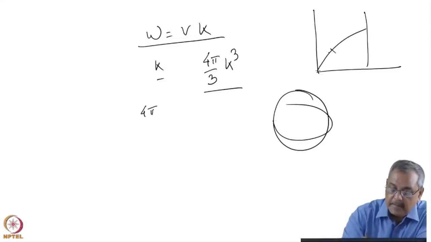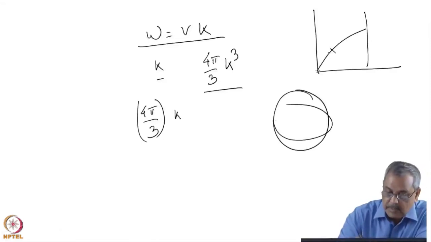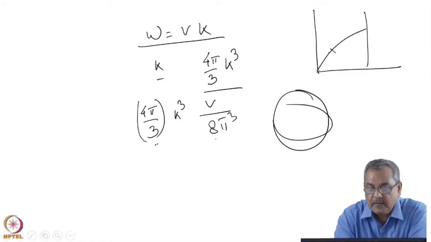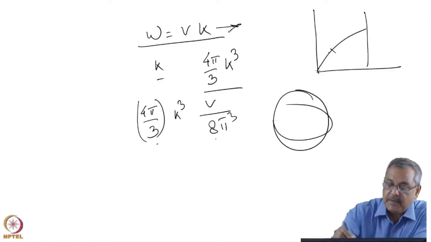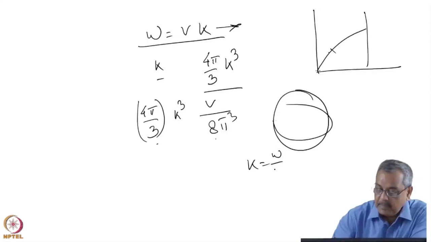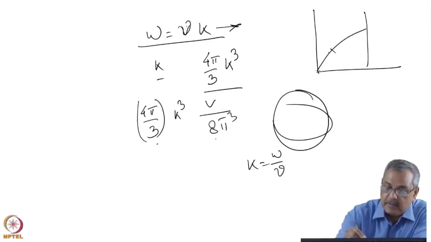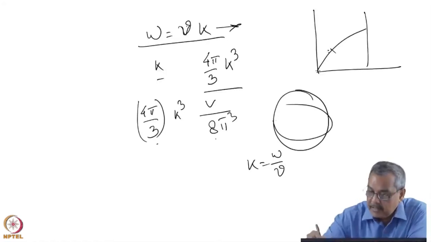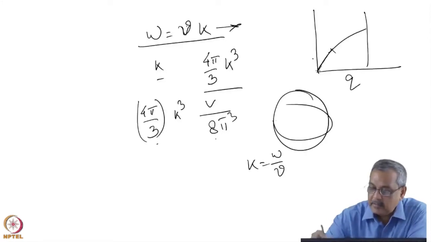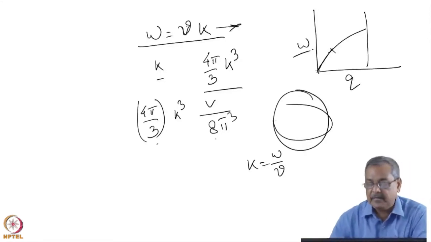4 pi by 3 k cube into V by 8 pi cube. Because this is the density, this is the volume, so this is the number of omega values. Now I can substitute from this relationship between omega and k, that k is equal to omega by v. This is the velocity of the wave. Like here it is sound velocity when I talk about the k equal to 0 limit in case of phonons. I am just giving a simple example.